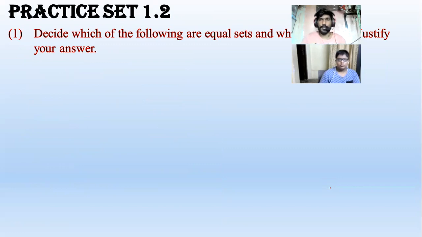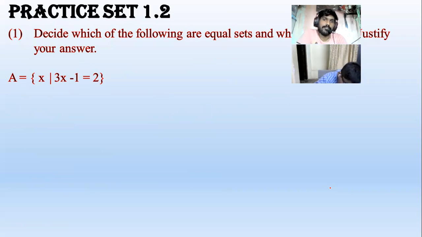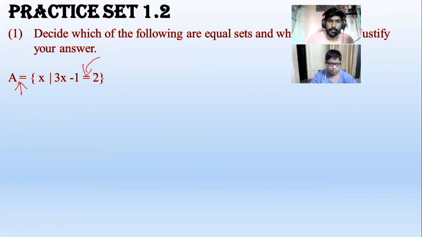We will just do one sum from practice set 1.2 and we'll stop. It says decide which of the following sets are equal and why, and justify your answer. Can you read this? Okay, sir. A is a set of the variable x such that 3x minus 1 equal to 2. Only this first we say as is, but this is an equation, so you say equal to 2.